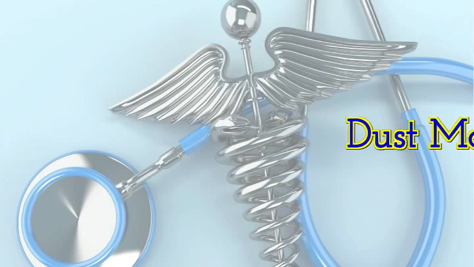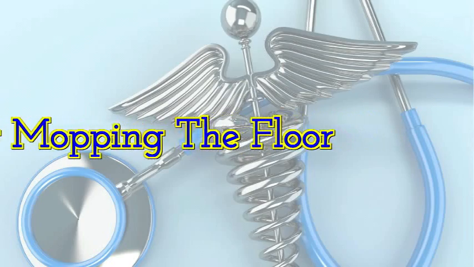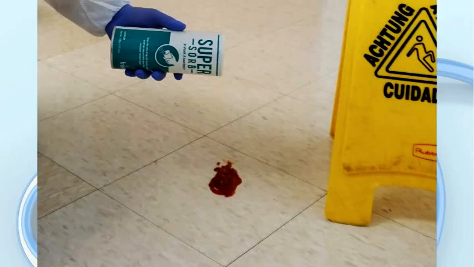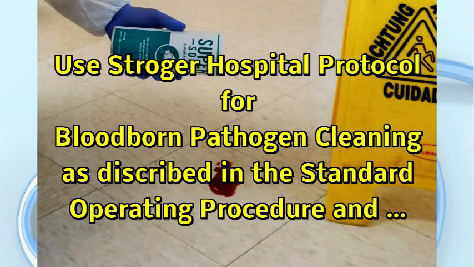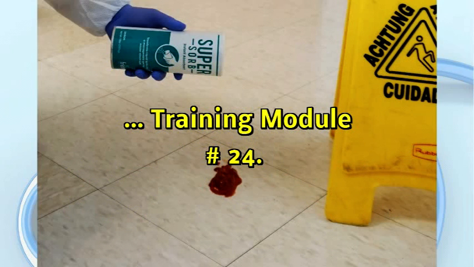Dust mopping the floor. Always make sure you dust mop before damp mopping the patient room floor. This excludes instances of obvious blood spills in the room, in which case it is appropriate to clean using the Stroger Hospital Protocol for blood-borne pathogen cleaning as described in the Standard Operating Procedure and Training Module number 24.